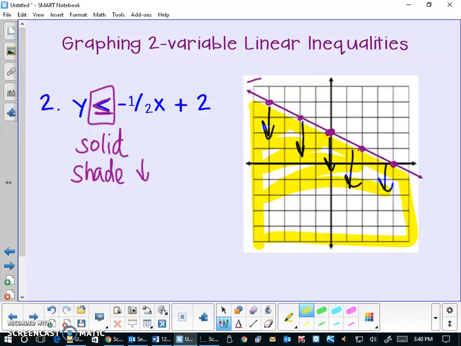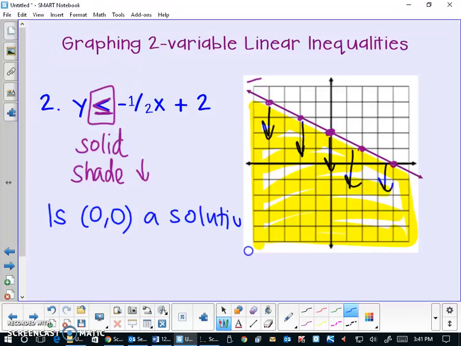So everything down here. So what about the point? Let's see. Is 0, 0 a solution? Okay, 0, 0 is right here. And is that in the shaded region? Yes! So 0, 0 is a solution to this system.